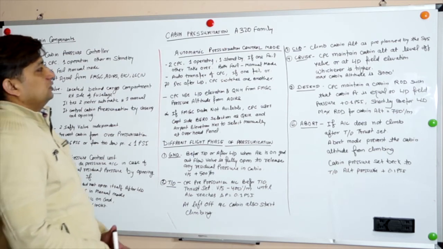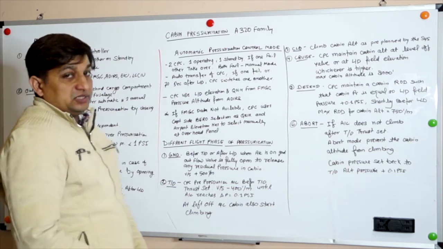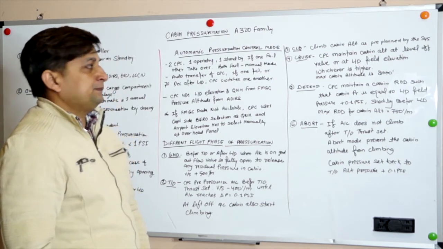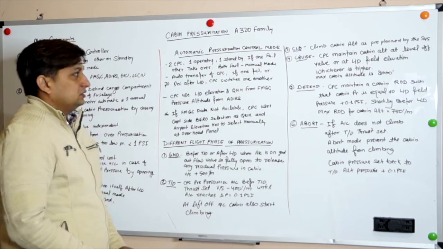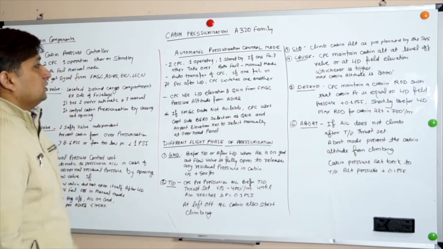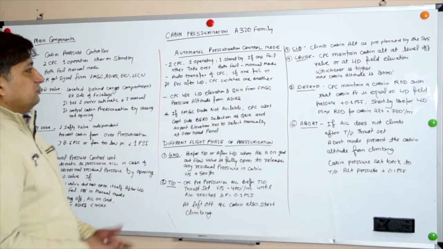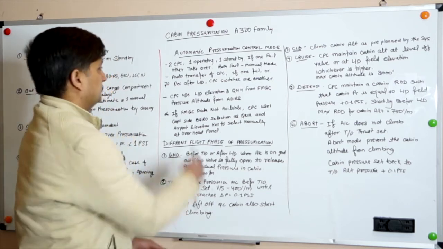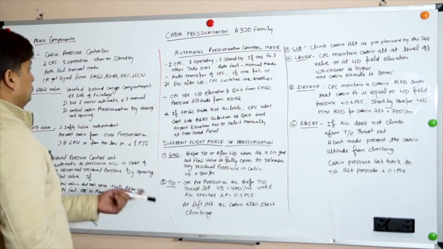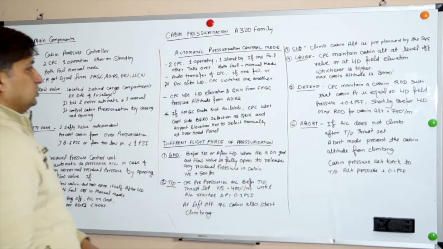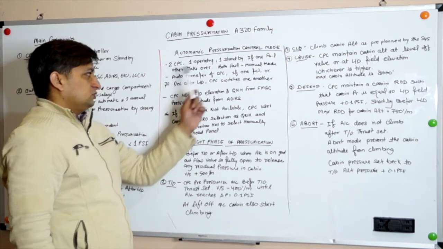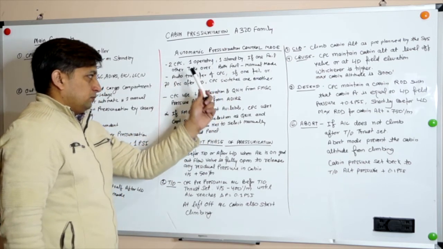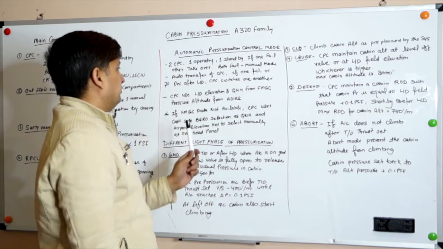Let's come to the pressurization mode. There are two pressurization modes, one automatic and one manual. So let's talk about the automatic pressurization control mode. In the automatic mode, the main component providing the pressurization is the CPC, as you know, the cabin pressure controller. One is operating, one is on standby. If one fails, the other can take over. If both fail, then it comes to the manual mode.